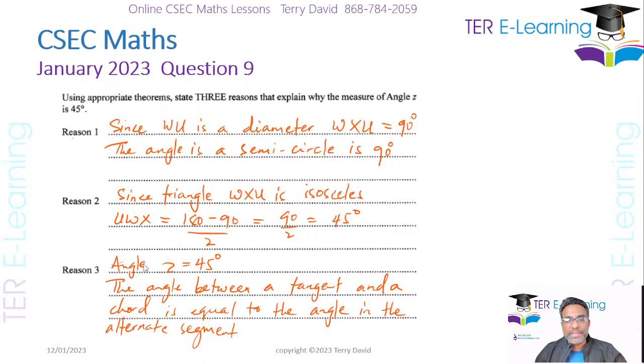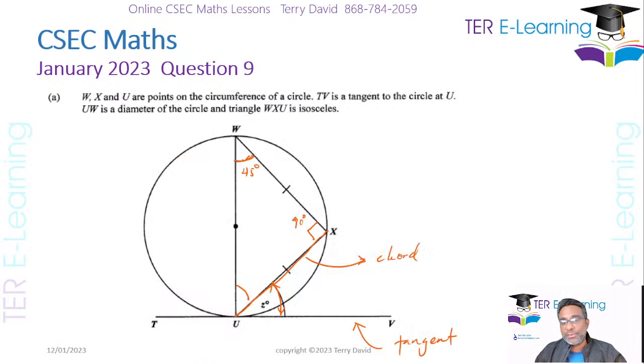Now the thing is, there is another way we could have worked that out. Since we know that this angle here was 45, we know that this here is also 45 degrees. But this line here is a diameter, and the angle between a diameter and a tangent is 90 degrees. So this here is your diameter, this line here is your tangent, so this here would have been 90 degrees. So that's another way we could have gone. So there are actually more than 3 reasons. So that's my answer for that one.